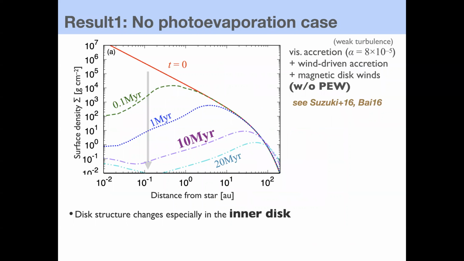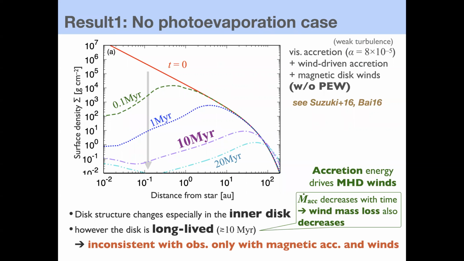First, I'd like to show the disk evolution without photoevaporation. In this figure, we can see that the disk structure is significantly affected by MHD winds and accretion, in particular in the inner region. However, the disk lasts long. In this case, even at 20 million years, the disk remains.